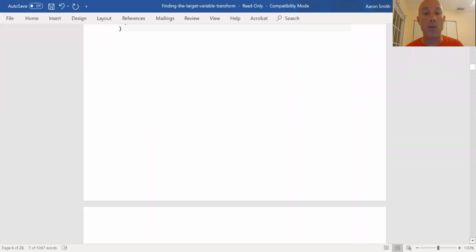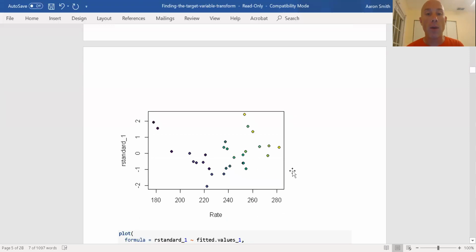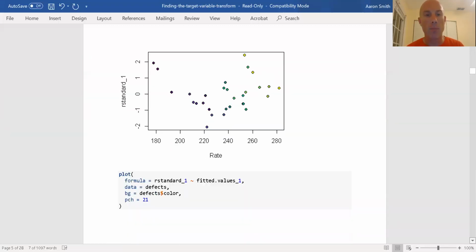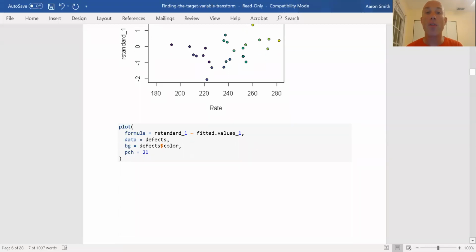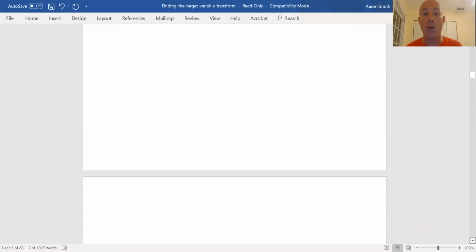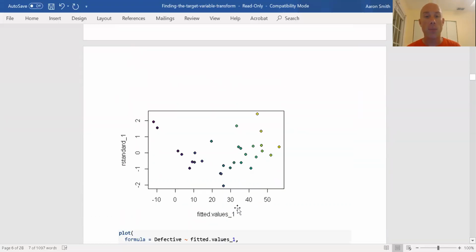Now let's check rate with the standardized residuals. And yeah, I'm not seeing as much of a color gradient. It's more the way I want it to be. All right, now let's look at the standardized residuals versus the fitted values. This is going more along the lines of what we want to see in terms of color. And I'm not really seeing a pattern. All right, that's good.